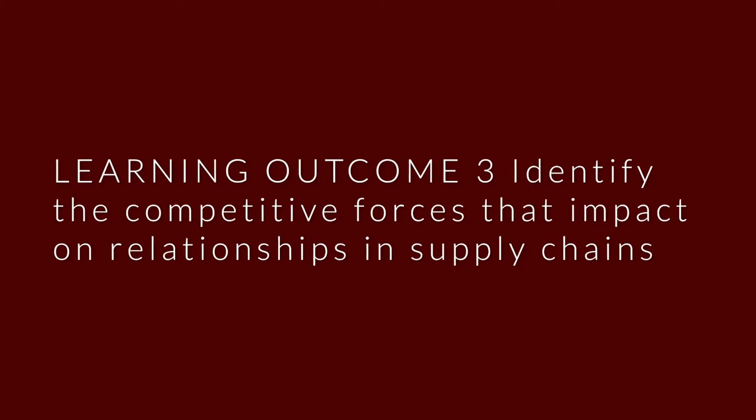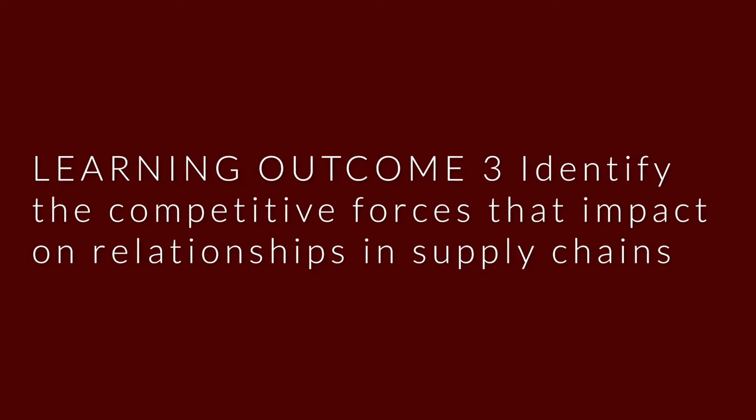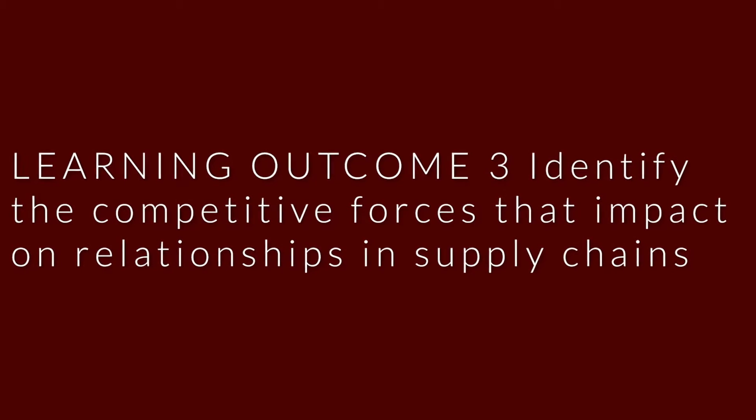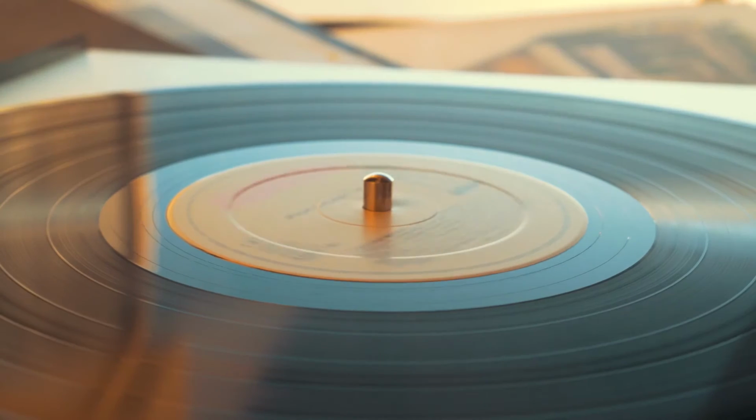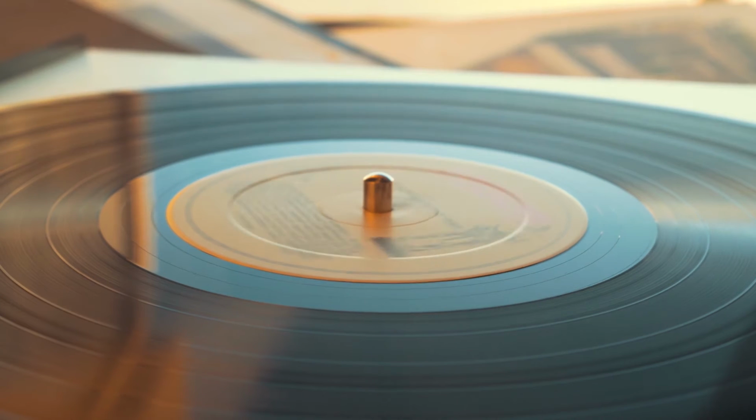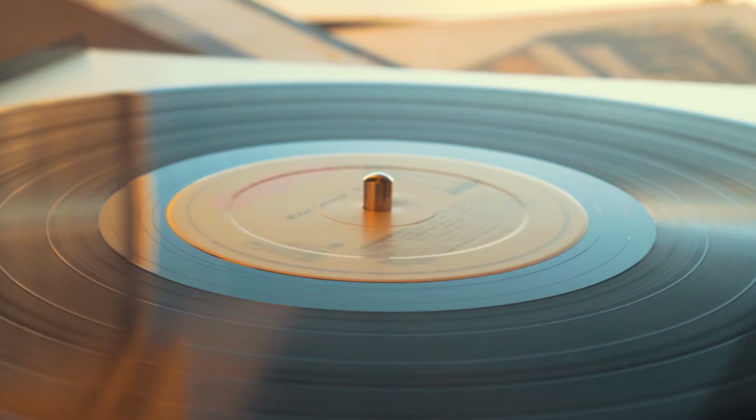The third learning outcome is: identify the competitive forces that impact on relationships in the supply chain. Now, in any market, there are going to be competitive forces, and those will evolve and change with time. Take something like music. In the 90s, you had to physically buy an album, and out of the 20 songs, you realize that you only like 2. But now, an artist puts out an album, you go online, just listen to those 2 songs, and ignore the rest, the 18. So that is how things are changing.